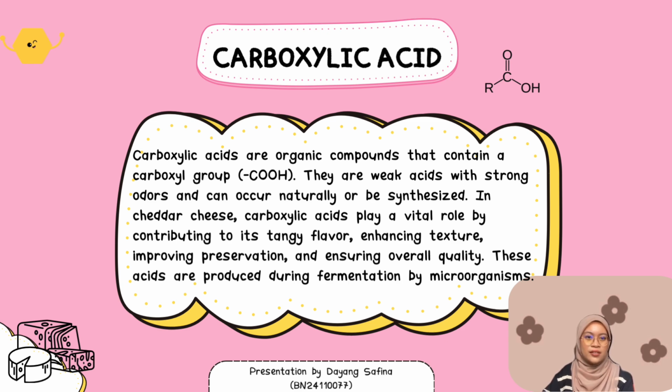Today I will be discussing the role of carboxylic acids in food applications, focusing on their sources, properties, uses in food, and regulation. Carboxylic acids are organic compounds that contain the carboxyl group, represented as COOH. These acids are weak and have a strong odor, and are found naturally or made synthetically. In cheddar cheese, for example, carboxylic acids are crucial for creating the tangy flavor, improving texture, and enhancing preservation.